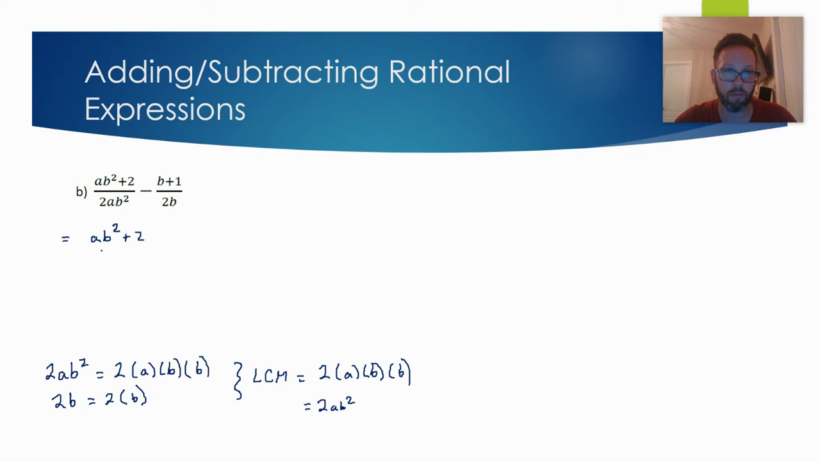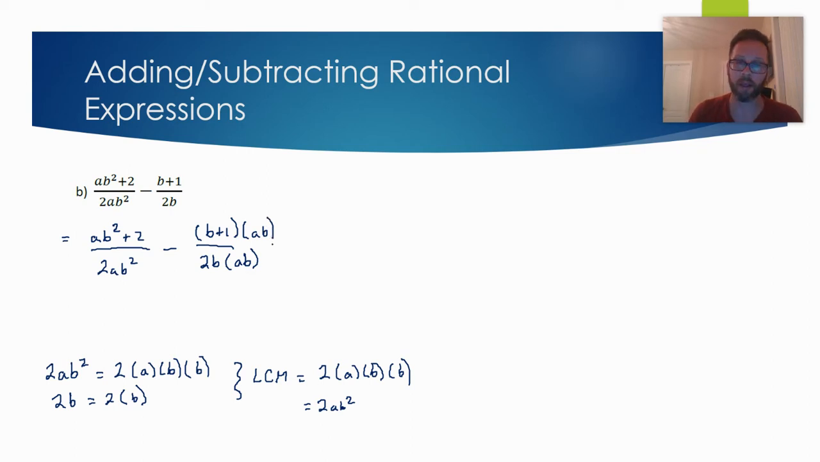ab squared plus 2 over 2ab squared. I don't have to give that one anything, but I have to give this guy, so b plus 1 over 2b. In order to get 2ab squared, it needs an a and it needs a b. The top needs an a and it needs a b. And at this point, it's just doing the algebra, distributive law, collecting like terms, all the skills that you learned in your grade 9 course and maybe thought, why am I doing this? I'm never going to use it. Well, we use it here.